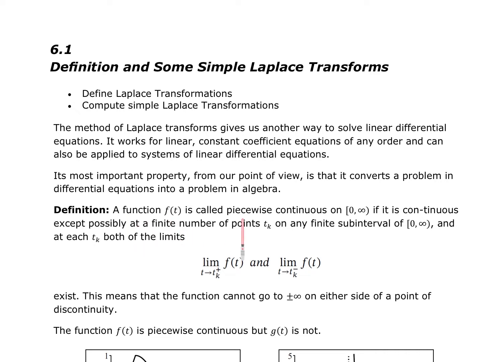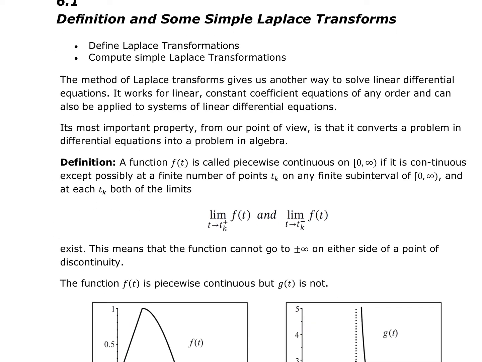f of t is called piecewise continuous on the interval from 0 to infinity if it is continuous, and I don't know why there's a hyphen in there, just ignore it, except possibly at a finite number of points t sub k on any finite subinterval of 0 to infinity, 0 being inclusive, and at each t sub k, both of the limits exist. So as t approaches this point t sub k from the left and from the right, they both exist. This means the function cannot go to negative infinity or positive infinity on either side, and if it does, then it's a point of discontinuity.